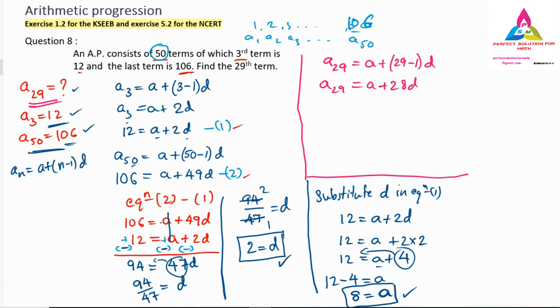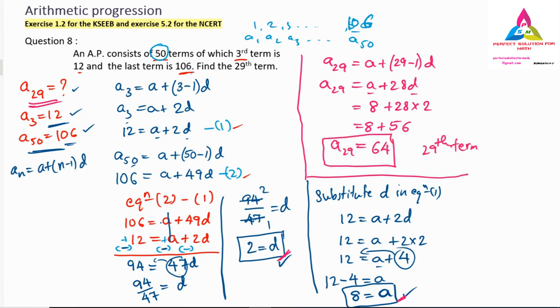Now we know the a and d values. Substitute in this. What is the value of a? The a value is 8, plus 28 into what is the d value? The d value is 2. So 8 plus 28 twos is nothing but 56. So 8 plus 56, obviously it is 64. So A29 is nothing but 64. So we found the 29th term of this AP is 64. That is our final answer.